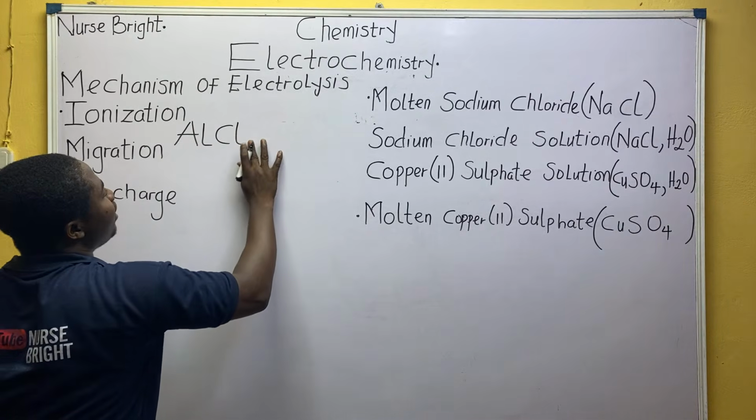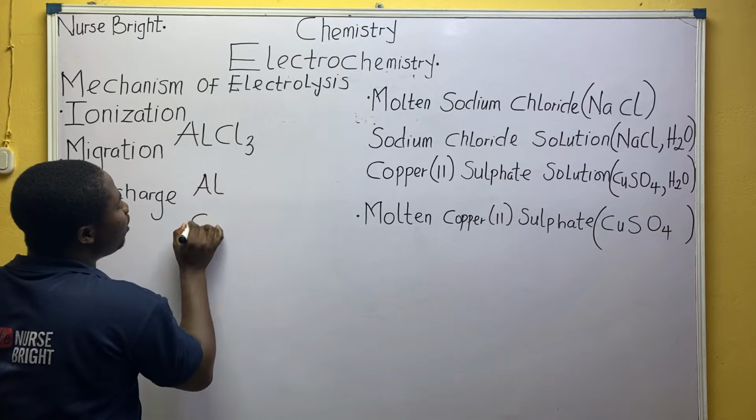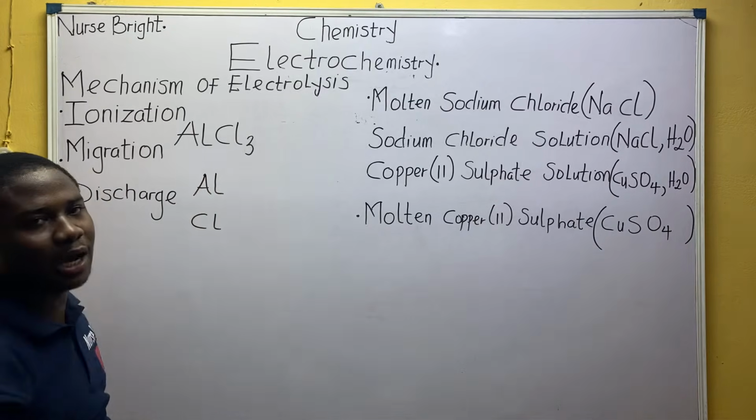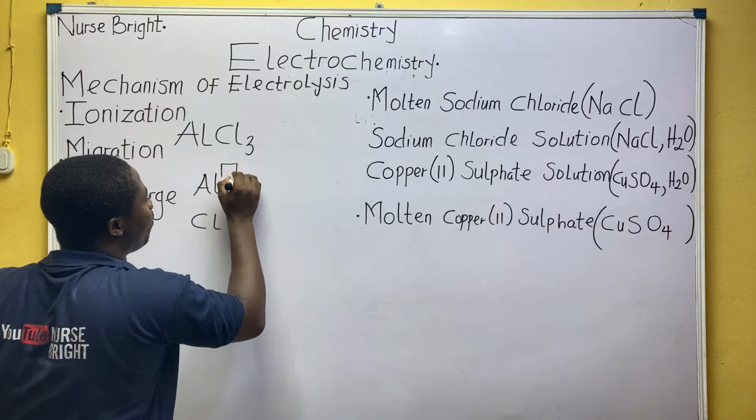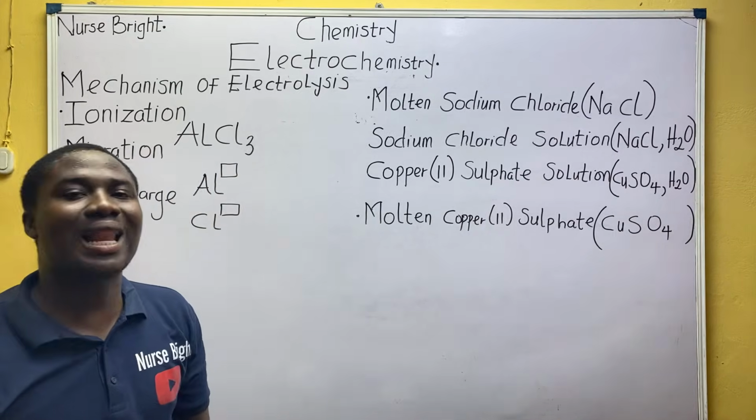AlCl3. This is aluminum chloride. Class, what's the charge for each of them? Aluminum should be what charge? Tell me the charge that should be inside. Simple. Aluminum, what charge? Chlorine, what charge? Class, tell me now.